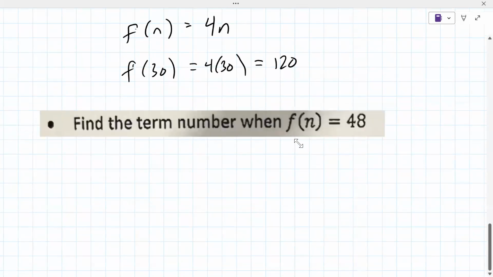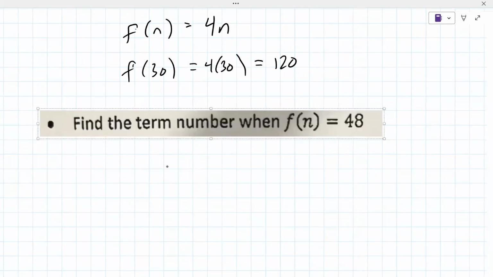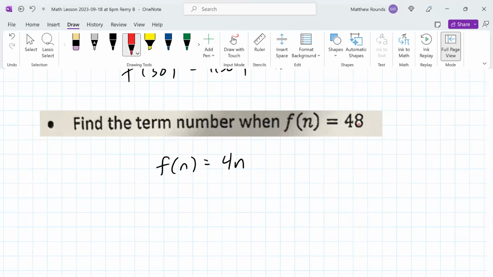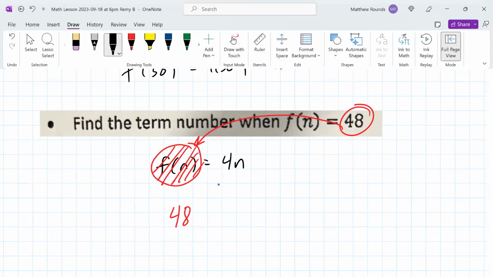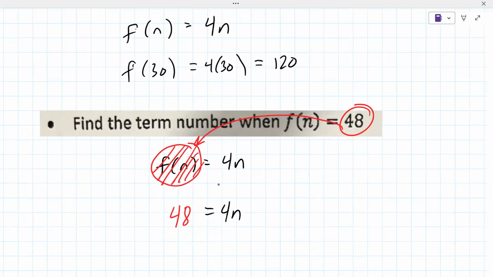Okay. So they're giving you the output, and you know that f of n equals 4n. So this 48 here is going to replace f of n. You're going to put it right there. So instead of f of n, it's going to be 48 equals 4n. Like that. All right. So what does n equal?